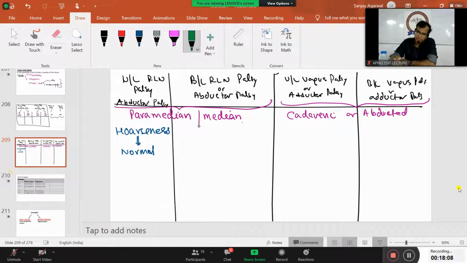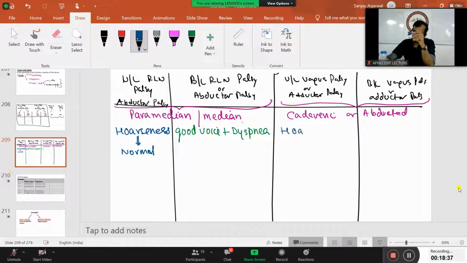The answer is good voice, but dyspnea, difficulty in breathing. Voice is good, breathing is the problem. Which is more important, voice or breathing? Breathing is more important. So this is a dangerous condition because of difficulty in breathing. Third is hoarseness. But this will not become normal like the first one. The first becomes normal, this doesn't become normal.